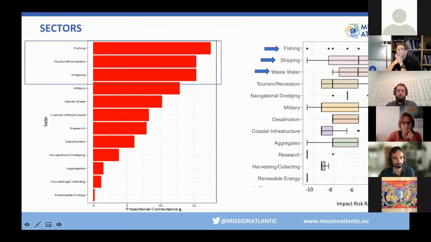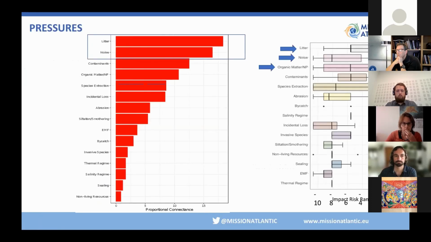Here is proportional connections. So these are the sectors that have more links with the pressures and the ecosystem components. So fishing, tourism, recreation, and shipping ranked the higher. And in terms of impact risk, we found also fishing, shipping, and wastewater. In terms of the pressures, we found litter and noise as most connected from the other ecosystem components and pressures. And so in terms of risk, we found litter, noise, and also organic matter.